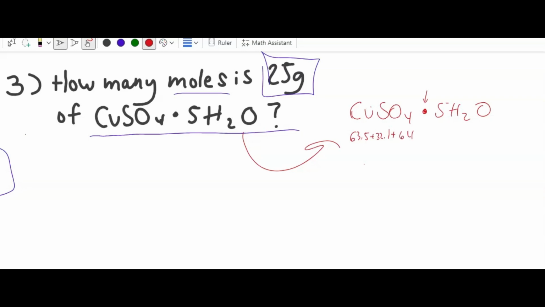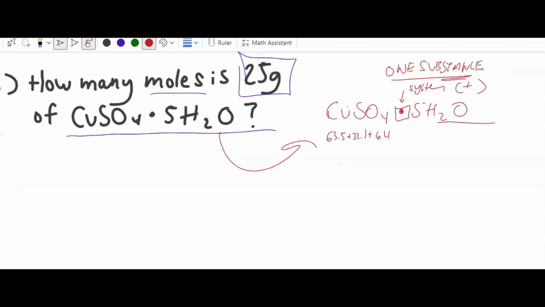We had 64. And now this symbol here basically tells you that it's one substance. So this is still one substance. A lot of people think that you're multiplying the numbers, and when I first learned this, that is exactly what I did. I multiplied the numbers, so do not multiply. This is still one substance, so you want to treat this like a system. What the symbol means is you're basically adding on whatever you have here.